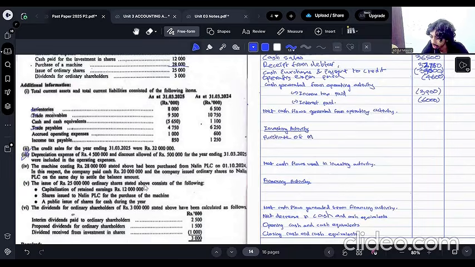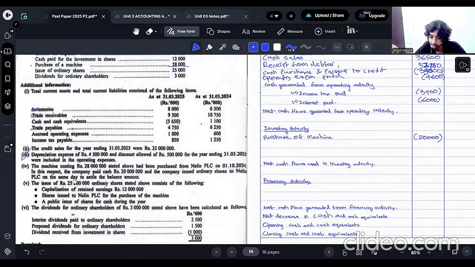How much went in cash? Only 20,000. That is what you're going to say. Out of that, the remaining 8,000 is a share issue to Nalin. The issue of 25,000 or 25 million ordinary shares stated above consists of the following. So 12,000 are capitalization of retained earnings and 8,000 we issued shares to Nalin.